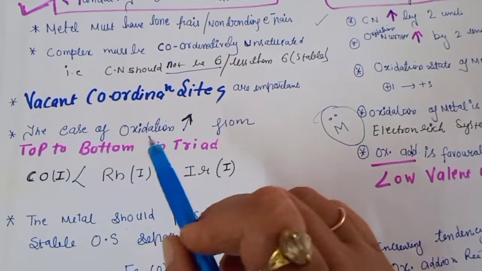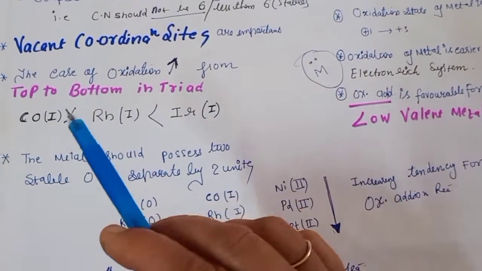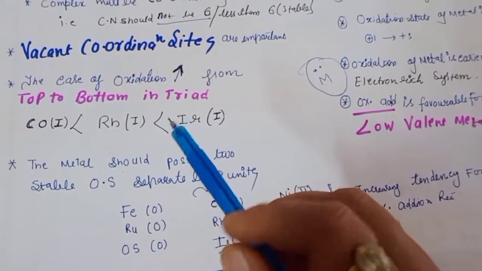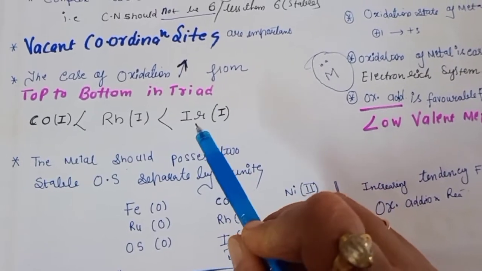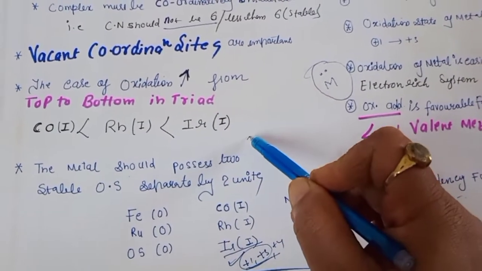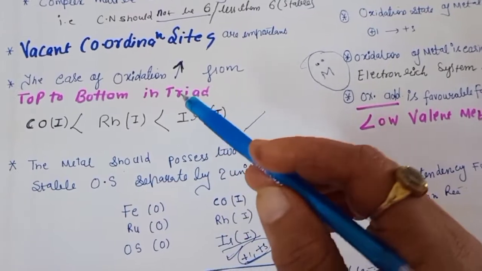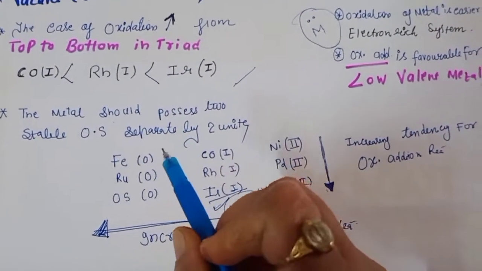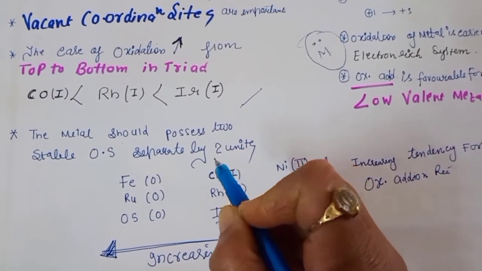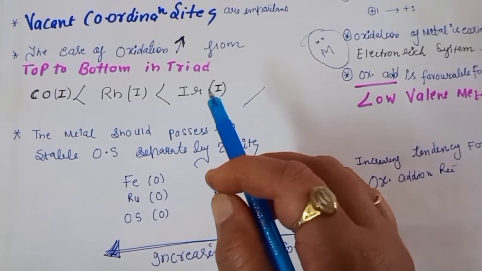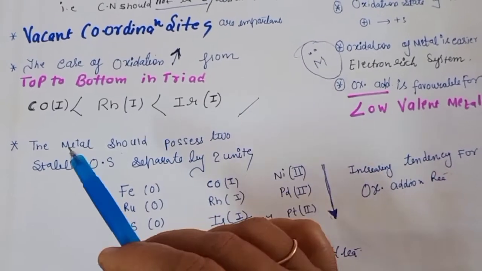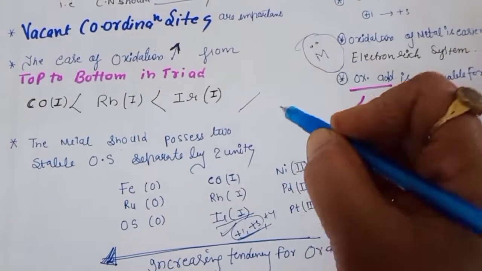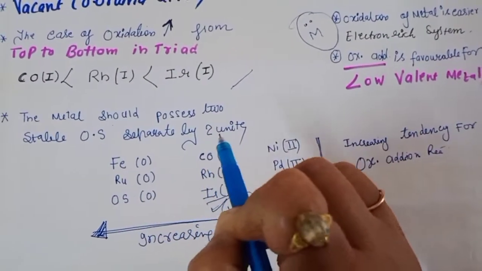And the ease of oxidation increases from top to bottom in a triad, meaning the metal which most easily undergoes the oxidative reaction is iridium. As we know, the size is very big when we move from top to bottom, and the metal should possess two stable oxidation states which are separated by 2 units. Any metal participating in oxidative reactions should have stable oxidation states separated by 2 units, such as +1, +3, +4.